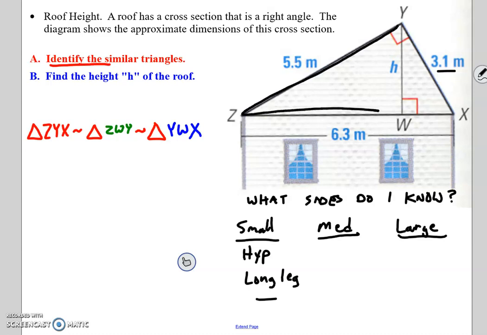If I look at this medium triangle, I'm given the hypotenuse, it's 5.5. And I am given the short leg here of h, and the long leg here I don't really know. I know it's part of the overall distance of ZX, but I don't know exactly what that is, so I do not have the long leg available to me.